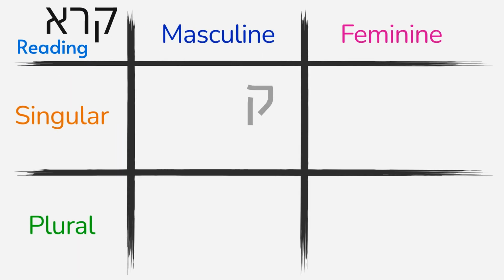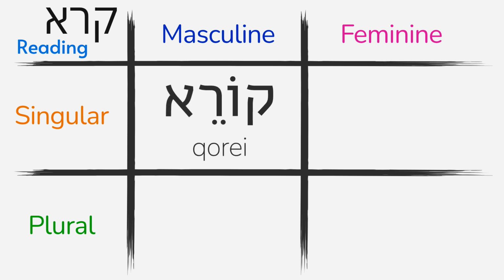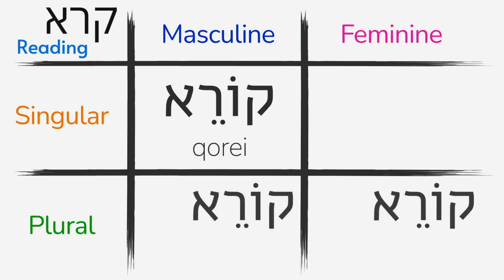First letter Kuf, Vav with Cholam, second letter Resh, Tzere, and last letter Aleph, koreh, reads in masculine singular form. The plural forms are also regular. We take the masculine singular form, turn the Tzere into a Shva, and add an im or ot ending.